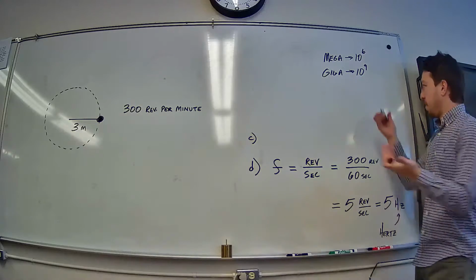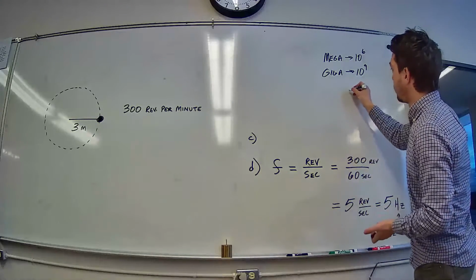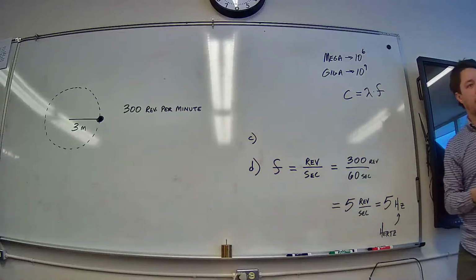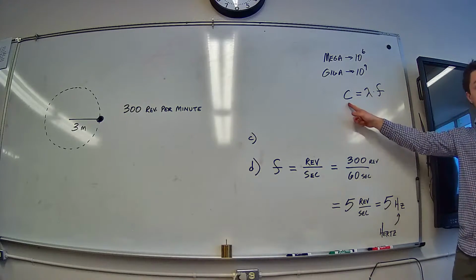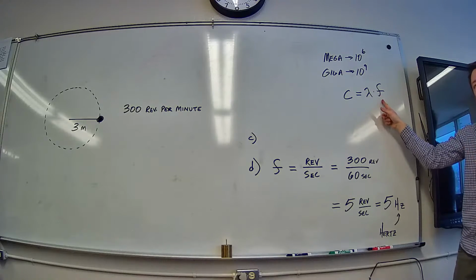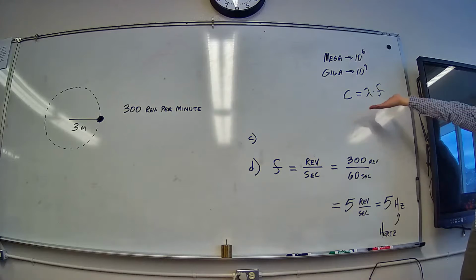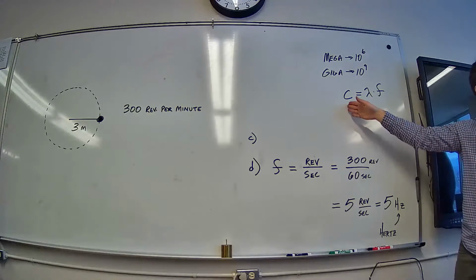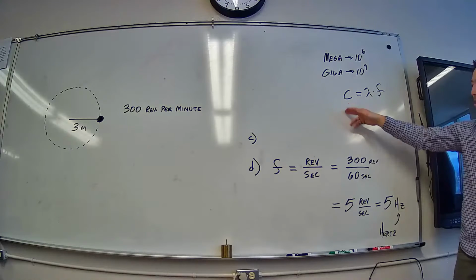You guys all have seen this, right? Probably like middle school science: c is the speed of light, λ is the wavelength of light, and f is the frequency of light. It's a very fundamental equation. The speed of light in a vacuum is constant. It's about 300 million meters per second.